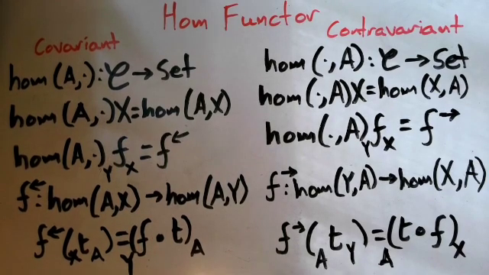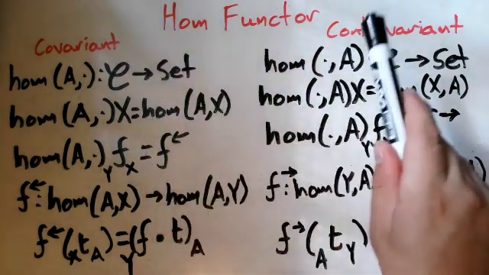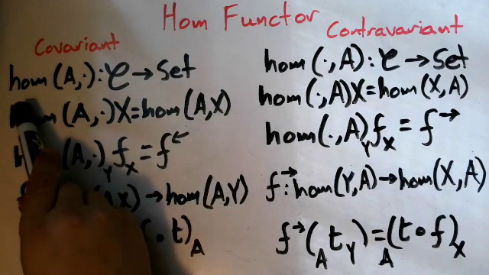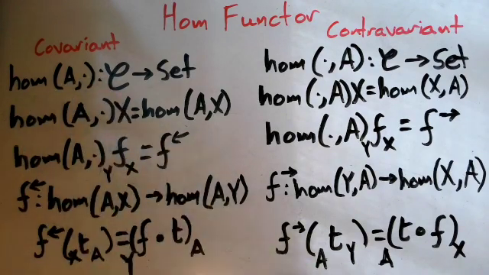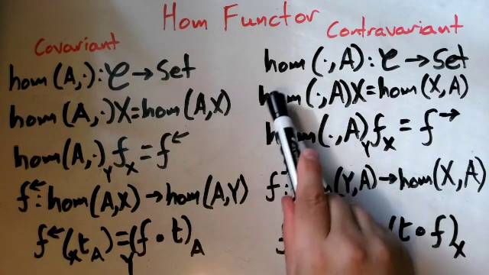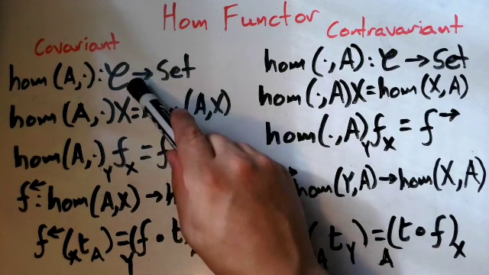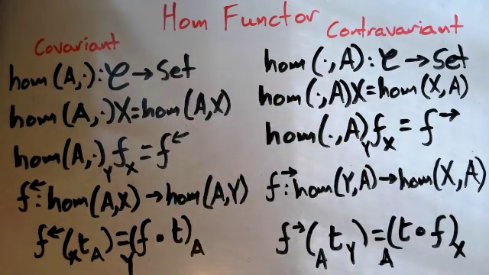The final example of a functor that we'll look at here is an important one which comes up often in category theory, called the home functor. So if we fix an object A in a category C, we can define both the covariant and the contravariant home functor. The covariant home functor is denoted home A blank, whereas the contravariant home functor is denoted home blank A, both going from the category C to the category of sets, according to the following definition.